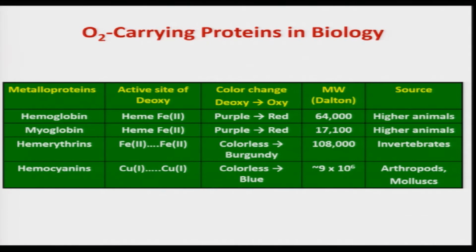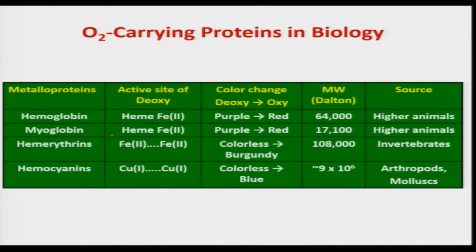The active site structure of deoxyhemoglobin and myoglobin contains an iron heme center. However, after oxygen binding, they convert to the oxy form, red in color, and iron 2 is converted to iron 3. We will discuss in detail. Now, hemoglobin has a very large molecular weight because of its tetrameric nature, 64,000 Dalton, and higher animals have this hemoglobin in their body.